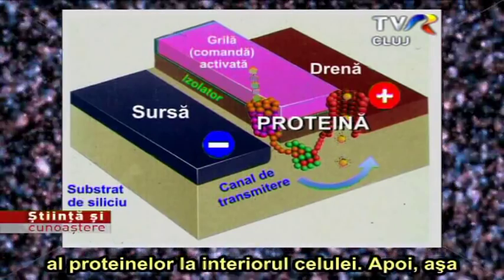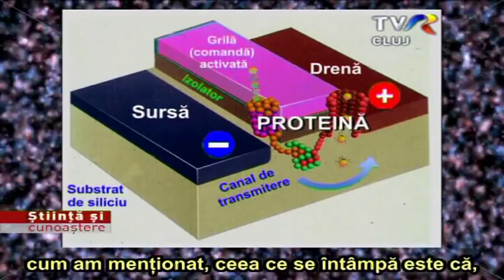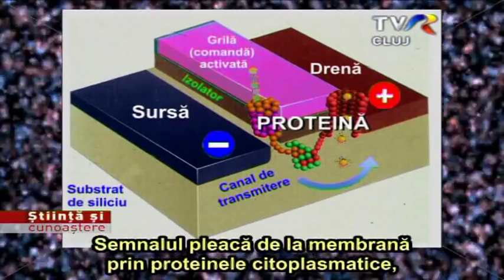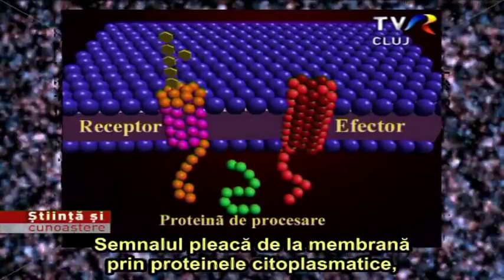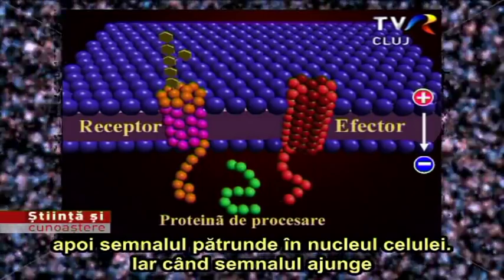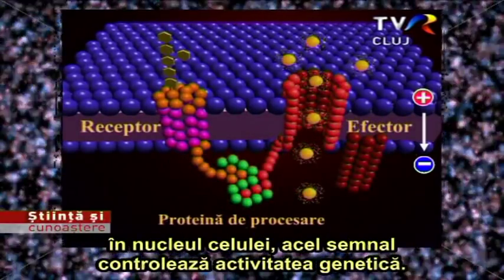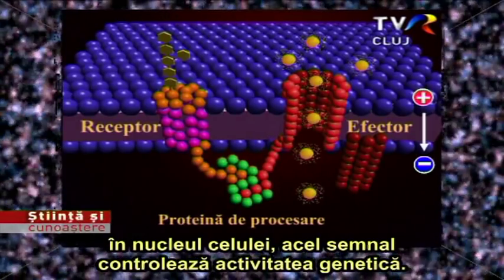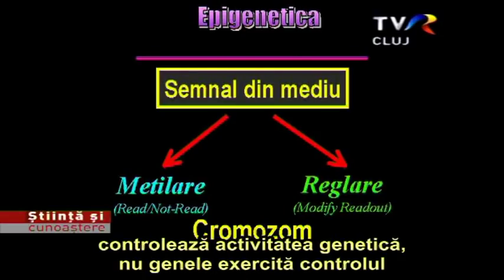But then, as I mentioned, sometimes the protein's not there. And I say, well, then what happens? Well, then the signal goes from the membrane through the proteins in the cytoplasm, but then the signal enters the nucleus of the cell. And when that signal is in the nucleus of the cell, that signal controls gene activity. So signal controls gene activity. Environment controls gene activity, not genes controlling themselves.